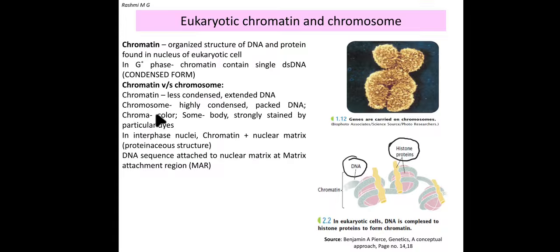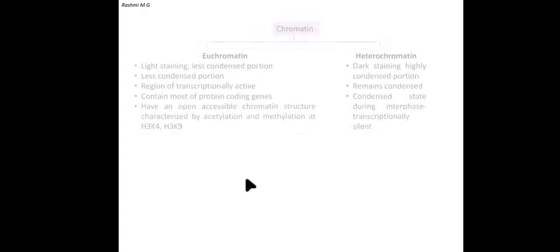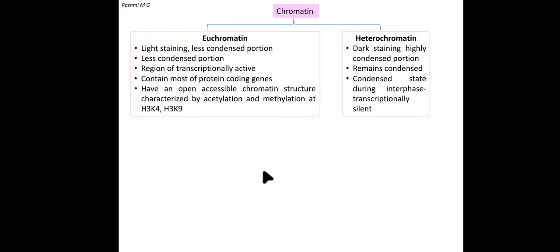Chromo in the word chromosome means color, and zome means body. It is strongly stained by particular dyes. In interphase nuclei, we can see chromatin plus nuclear matrix, which is a proteinaceous structure. The DNA sequence attached to the nuclear matrix is the matrix attachment region, that is MAR. Next, chromatin is further divided into euchromatin and heterochromatin.